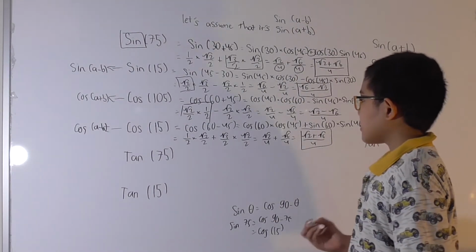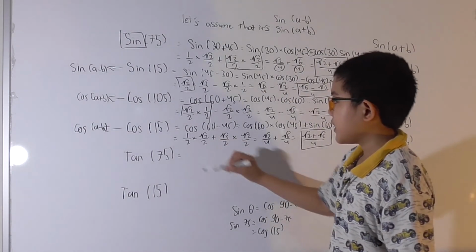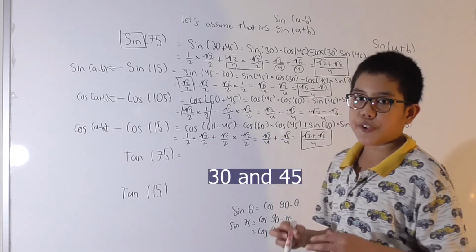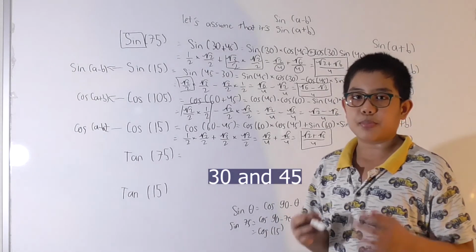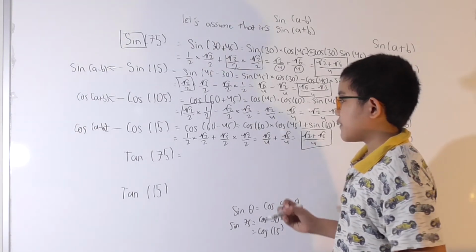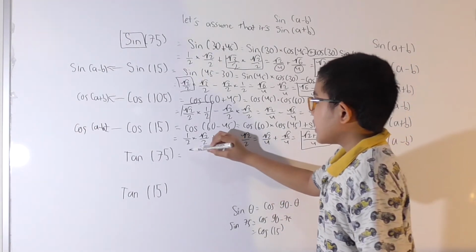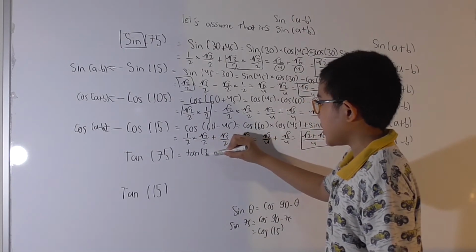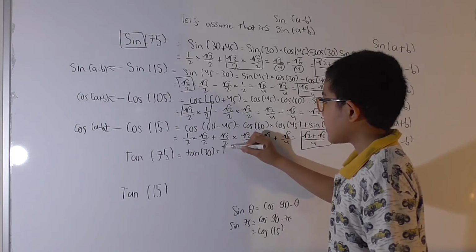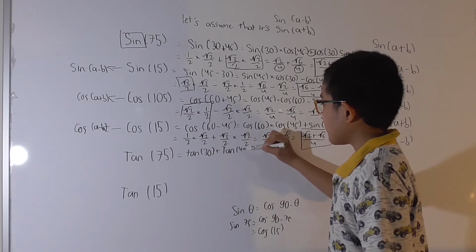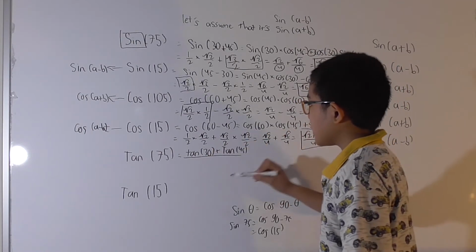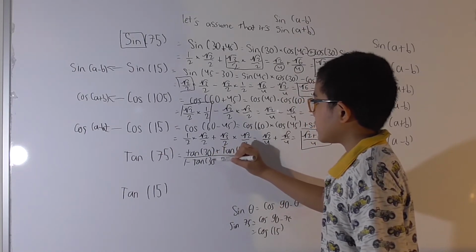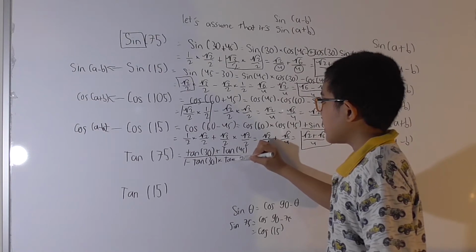So then, let's go to tangent of 75. Well, what are the pairs we're using? We can use 30 plus 45 using our tangent of A plus B. So then, tangent of 75 is going to be tangent of A, which is tangent of our first value, our 30, plus by tangent of 45, divided by 1 minus tangent of 30 times by tangent of 45.